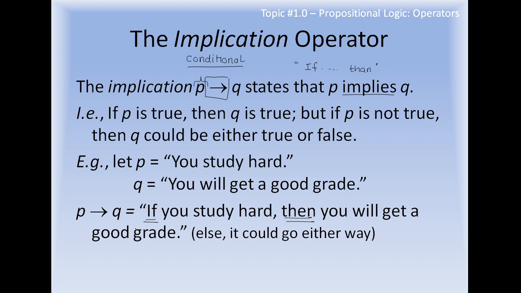Over here P is known as the antecedent and Q is known as the consequent. The first part of the statement is known as the antecedent and the second is known as the consequent. The first, that is P, is the antecedent and Q is the consequent, right?